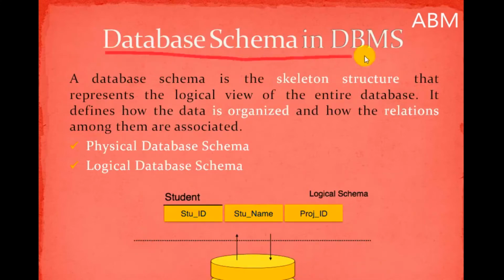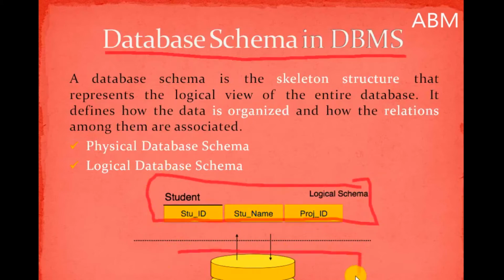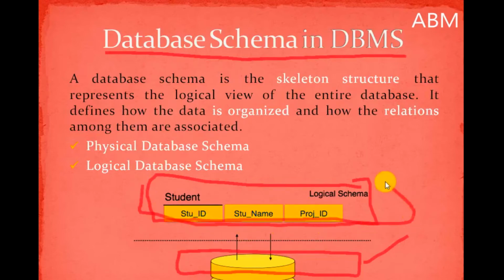The schema of the database discusses the skeleton of the structure, how the database is stored in the computer. For example, this shows the logical structure which is shown to us. This shows the physical structure. The physical schema discusses how data is stored on the hard disk, on any storage devices, and this discusses how data is shown to human beings.